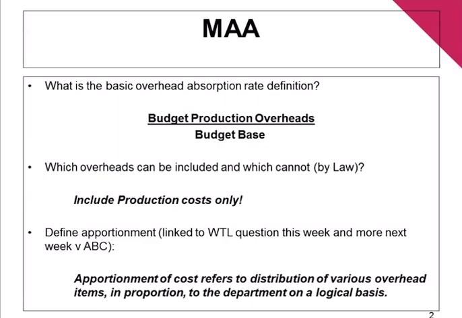So in terms of defining apportionments, like it says, linked to the questions, and also ABC, which stands for activity-based costing. Apportionment refers to the distribution of various overhead items in proportion to the department on a logical basis. In essence, it's about sharing costs across departments, and we'll do more of that in the second part of this lecture exercise.